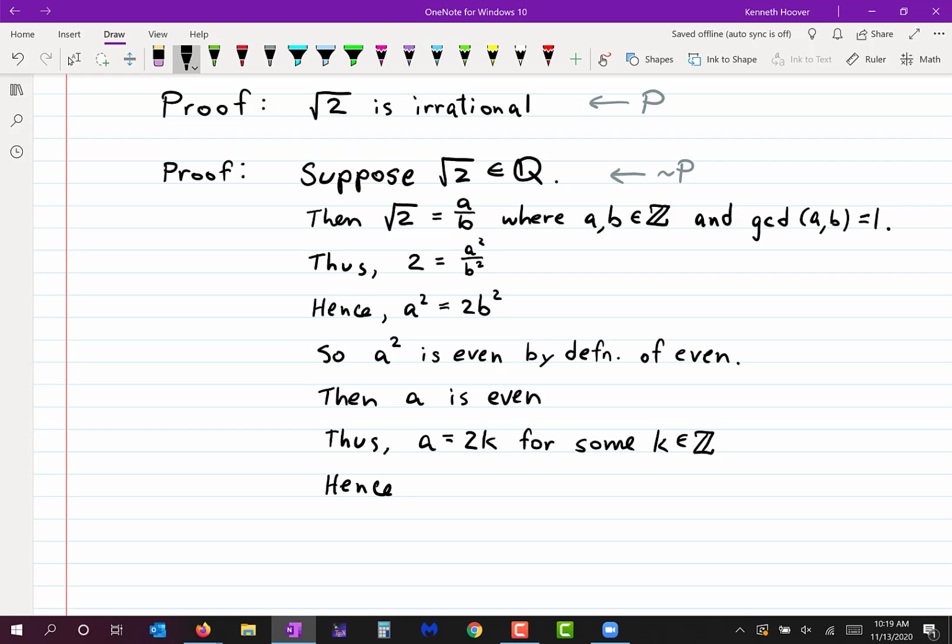So, a squared would have to equal what? 4 times that integer squared. You agree with that?